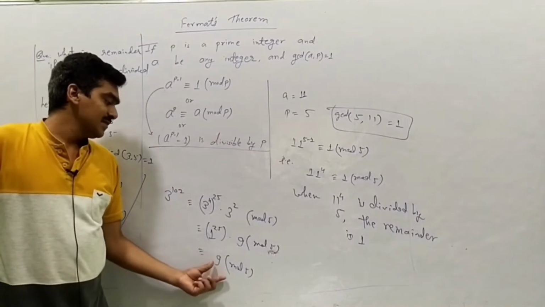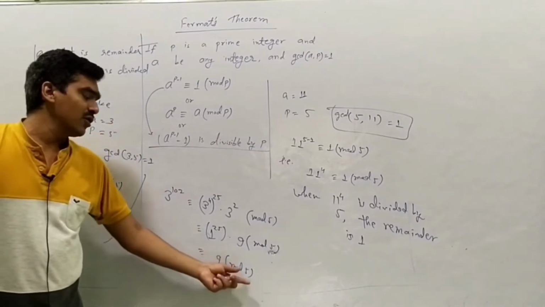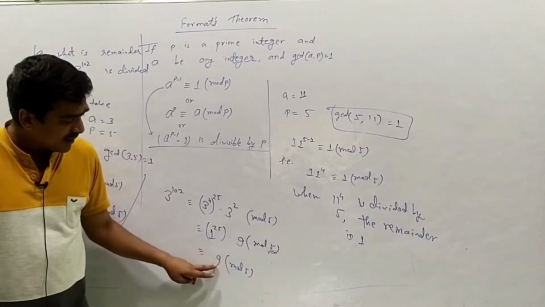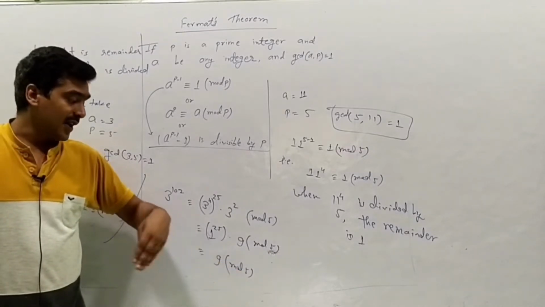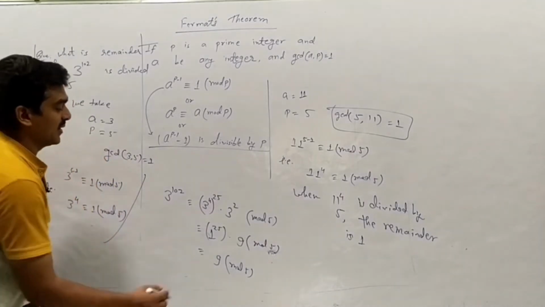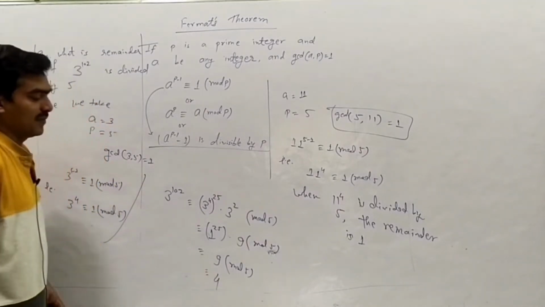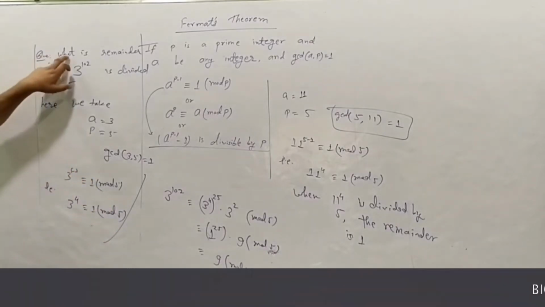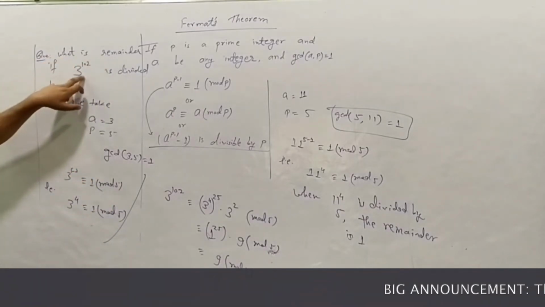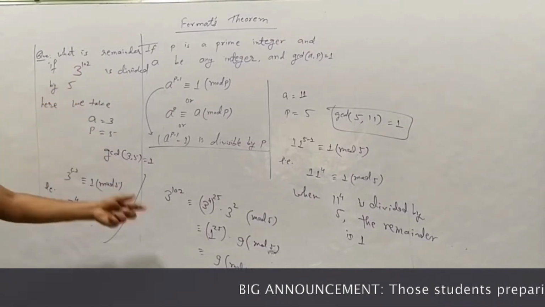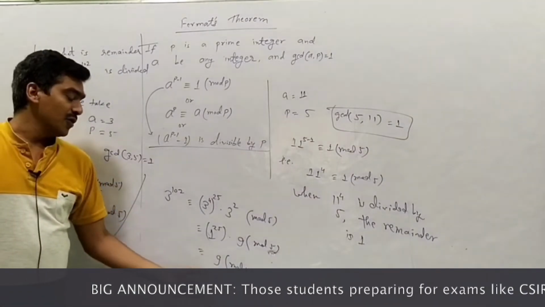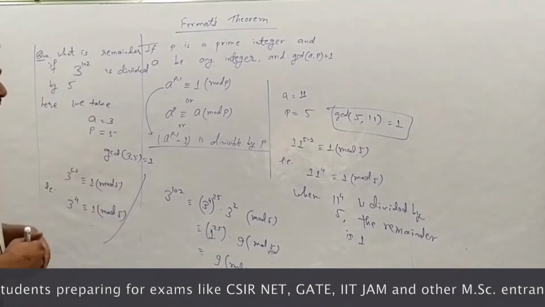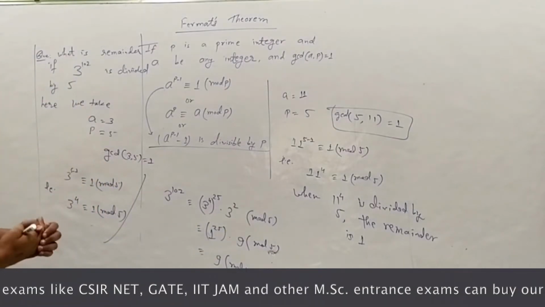And what is congruent to 9 modulo 5? We find that if 9 is divided by 5, then what is the remainder? The remainder is 4. So this is your answer. What we had asked was: what is the remainder if 3 raised to the power 102 is divided by 5? That answer is 4. 4 is the remainder when 3 raised to the power 102 is divided by 5. So many more examples you can try.